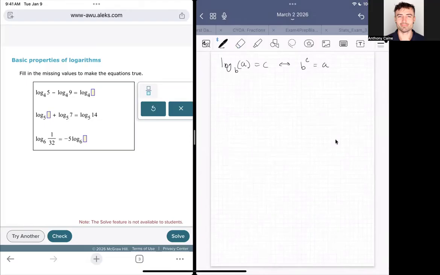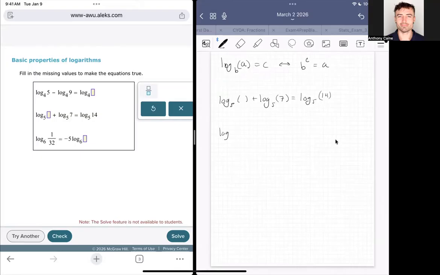So let's start with what we want, right? And what I want to tell you, if I look at this first equation in here, it says log base 4 of 5 minus, okay, let's look at the second equation. We'll do addition first, then subtraction, right? Log base 5 of something plus log base 5 of 7 is equal to log base 5 of 14.